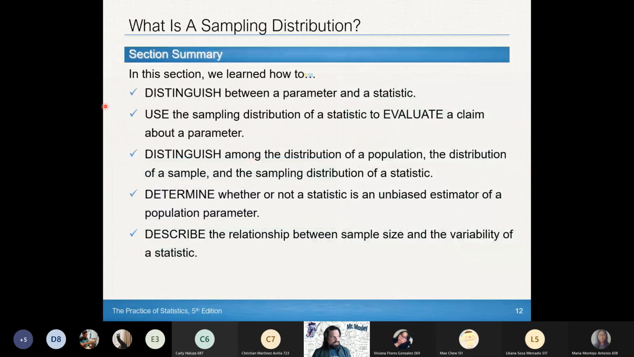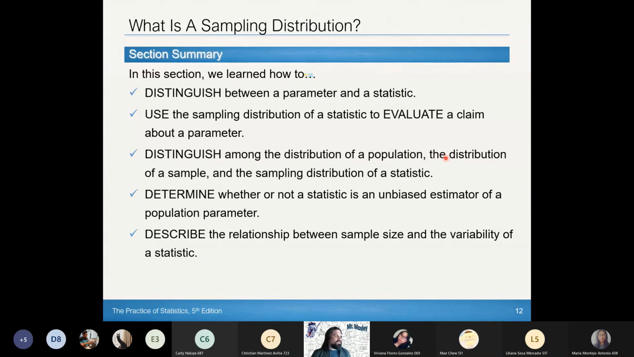So there you have it. That is section 7.1. We can distinguish between a parameter for a population and a statistic for a sample. We can use the sampling distribution of a statistic to evaluate a claim about a parameter. We can decide, is this sample statistic biased or not? If it is unbiased, the claim about the parameter is probably true.